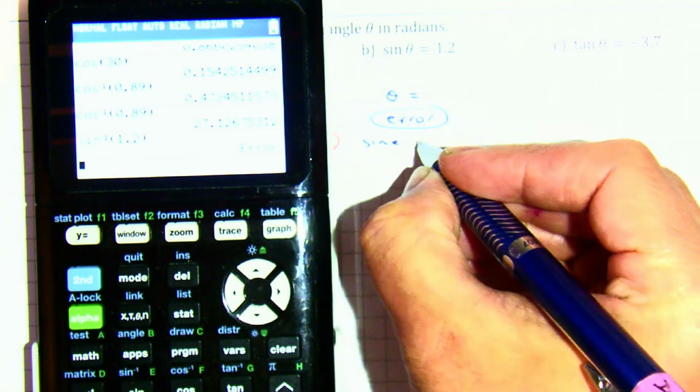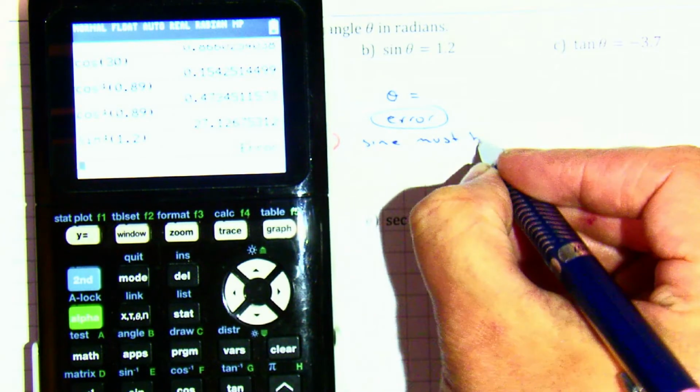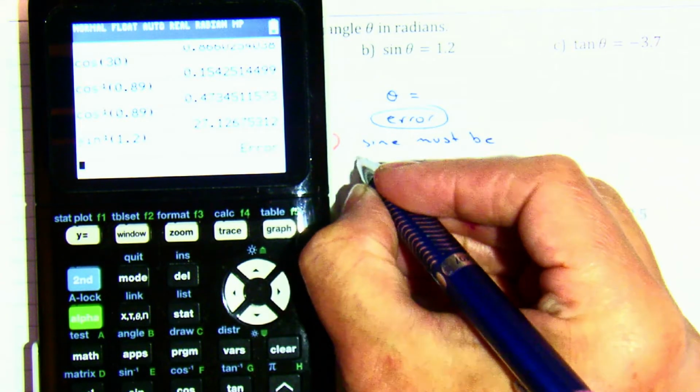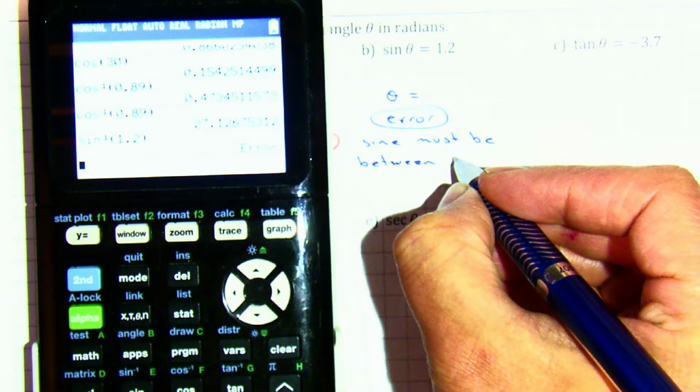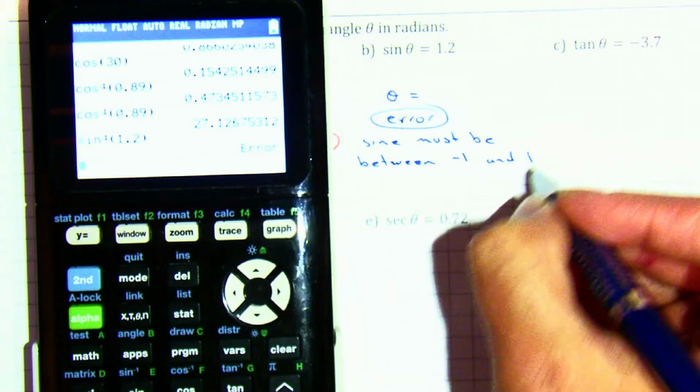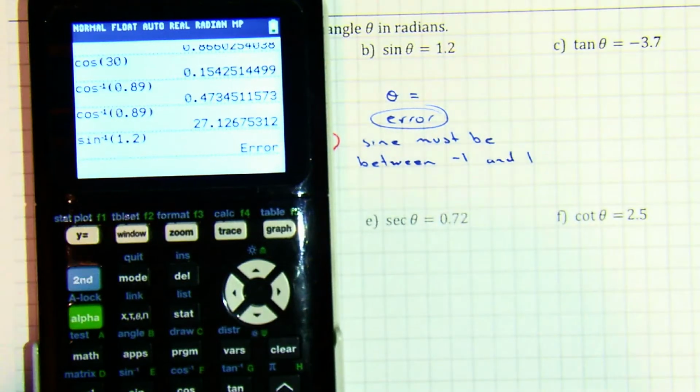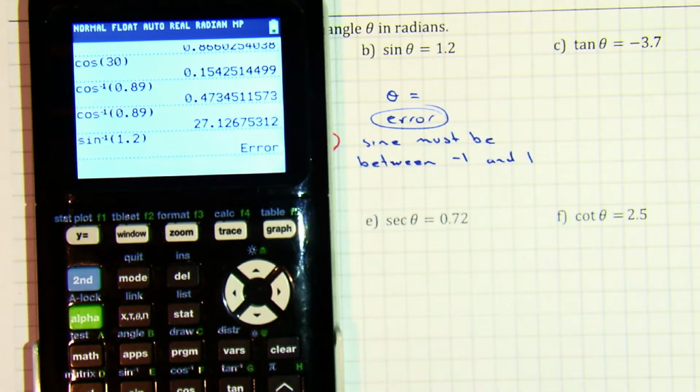That cannot happen. So error: sine must be between -1 and 1, including -1 and 1, correct?